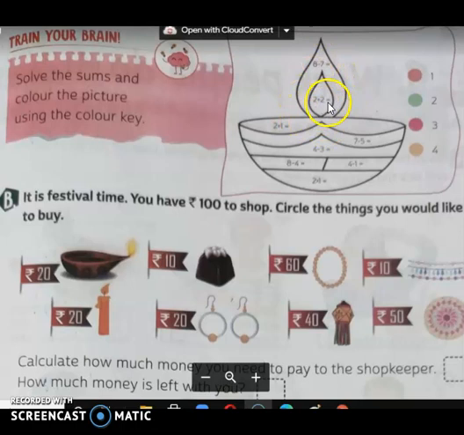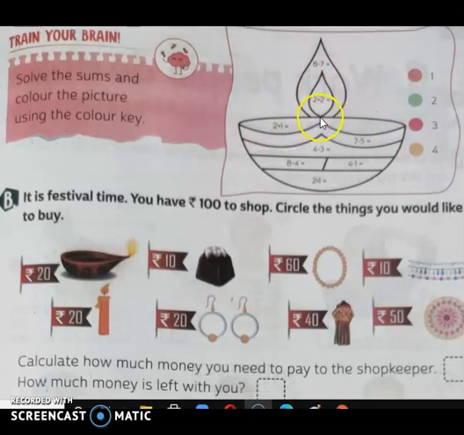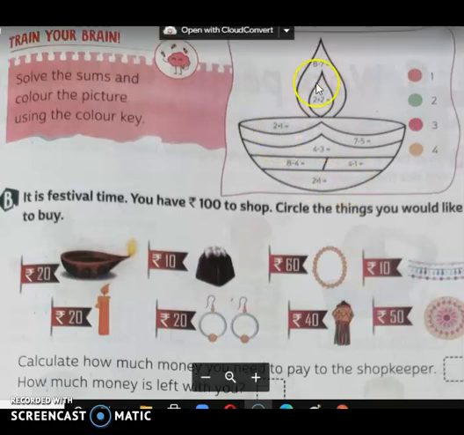2 plus 2 is 4, that is yellow. So you have to color yellow here. 2 plus 1 is 3, here it is red. 7 minus 5 is 2, so here is green. Here is orange, next yellow, red, green. Okay, this is how you're supposed to finish this color.